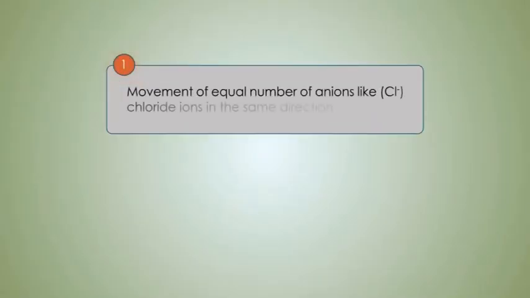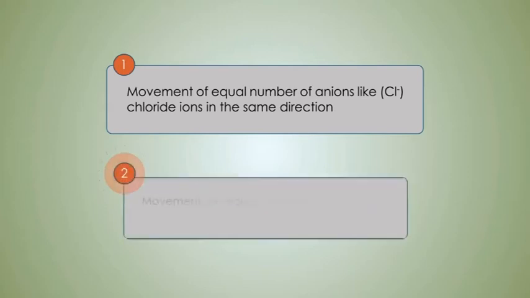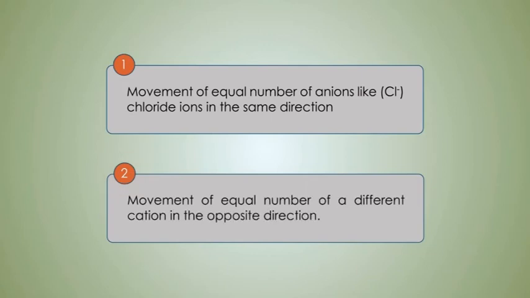In order for an organelle lumen or extracellular space, like the lumen of the stomach, to become acidic, movement of protons must be accompanied either by, number 1, movement of an equal number of anions, like the chloride ions, in the same direction, or number 2, movement of an equal number of a different cation in the opposite direction.